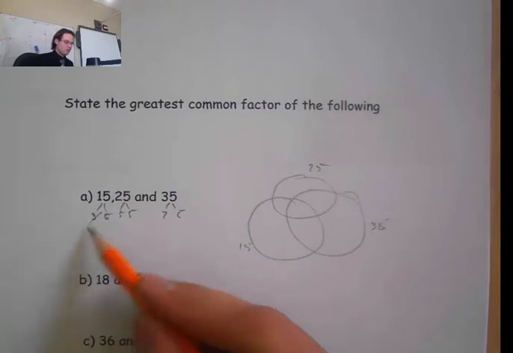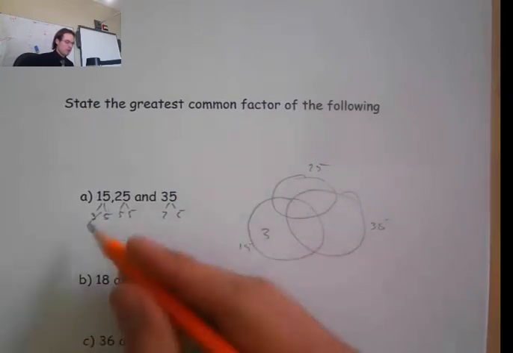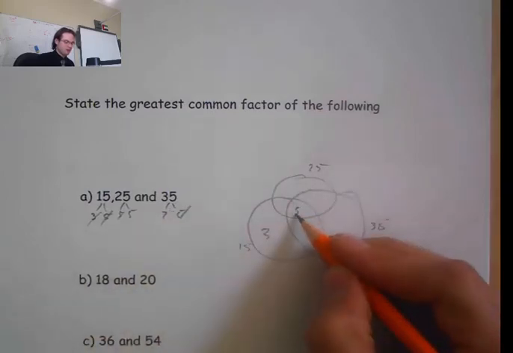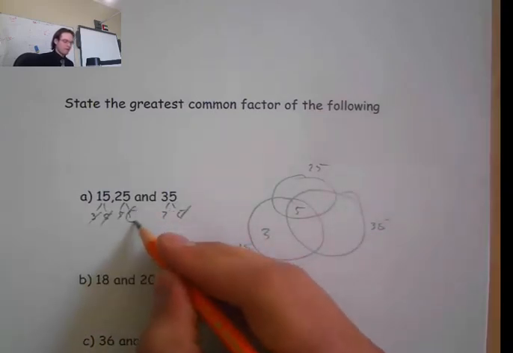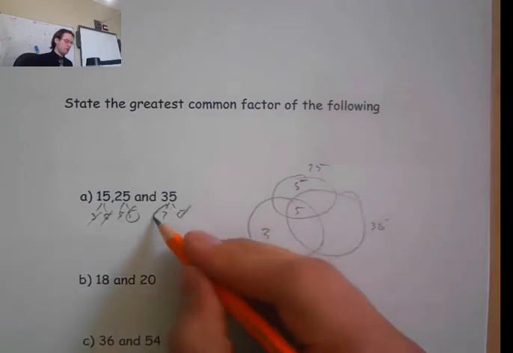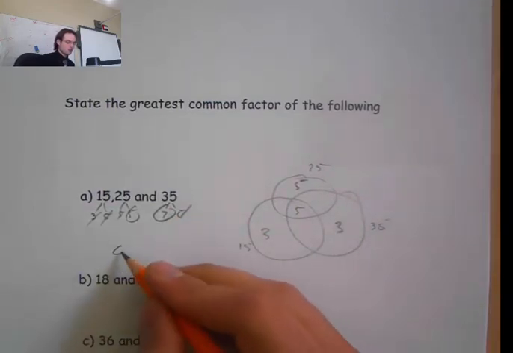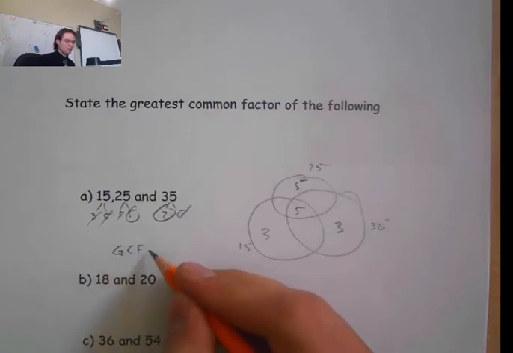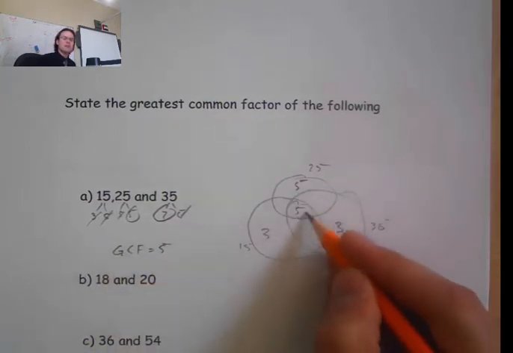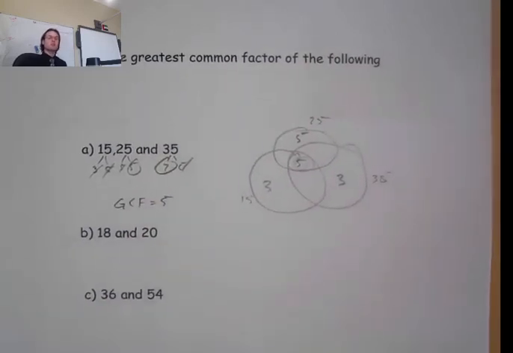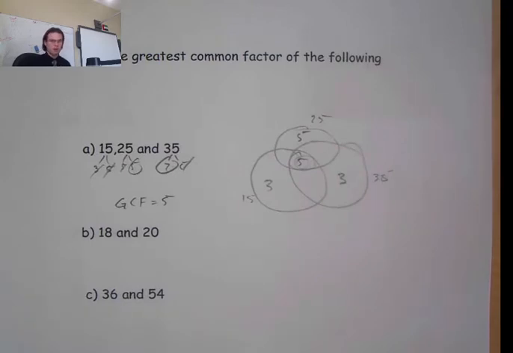Now, let's see. What's 15? It has a 3. There's no 3 in the other ones. It has a 5. Well, there's a 5 in this one, and a 5 in that one. So 5 goes in the middle. Now we're left with a 5 for 25. It's not shared. And a 7 for 35. It's not shared. So my greatest common factor is equal to 5. It's always the number in the middle. Okay? That's how this Venn diagram is so nice for organizing. You'll see as we get into more complicated ones, it's great to help you organize.